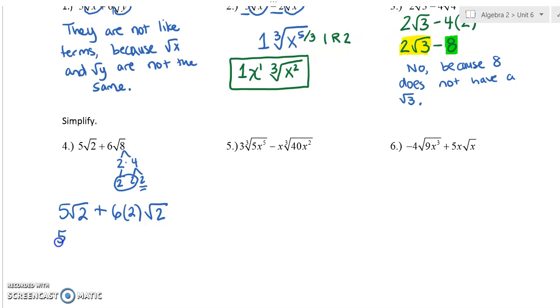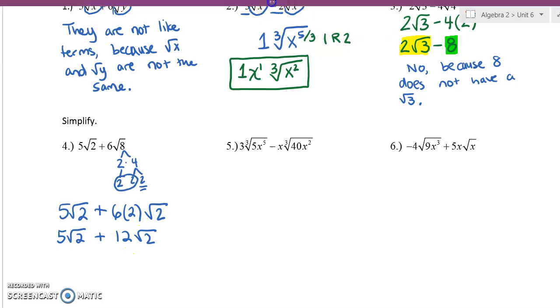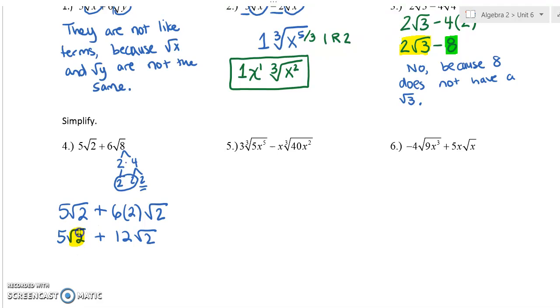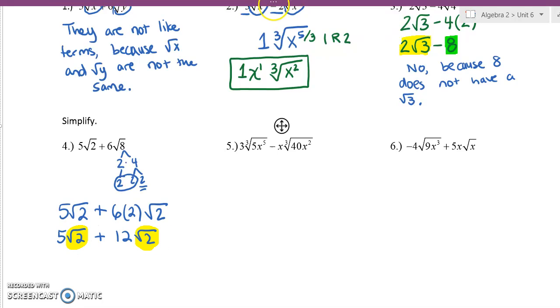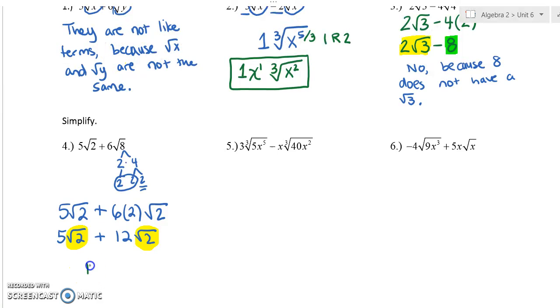So we have 5 square root of 2 plus 12 square root of 2, since 6 times 2 is 12. And as you can see, they are like terms. We have 5 square root of 2 plus 12 square root of 2, which is going to give us 17 square root of 2.